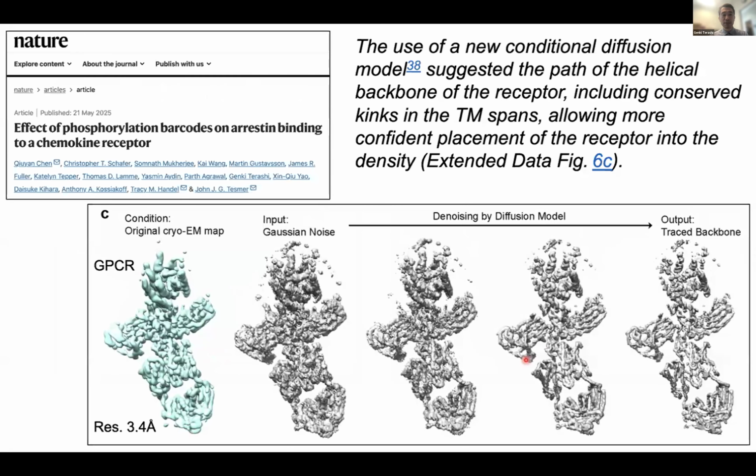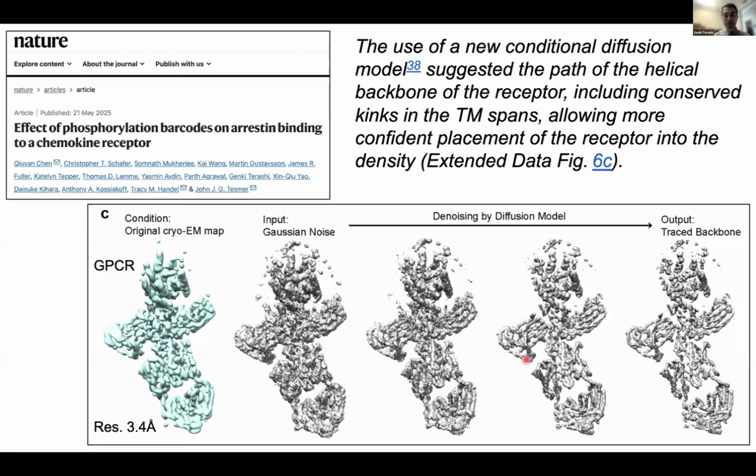This is a recently published paper in Nature in May this year. Our collaborator used this enhanced map to confirm the backbone positions and also the kinks in the transmembrane regions of the GPCR. So DiffModeler can build the atomic model automatically, and also the enhanced map is very helpful to check the local backbone structures and kinks of the helical structures.